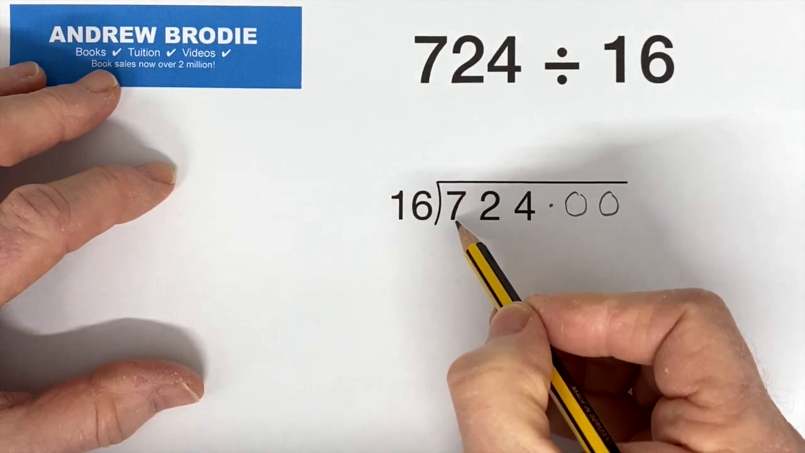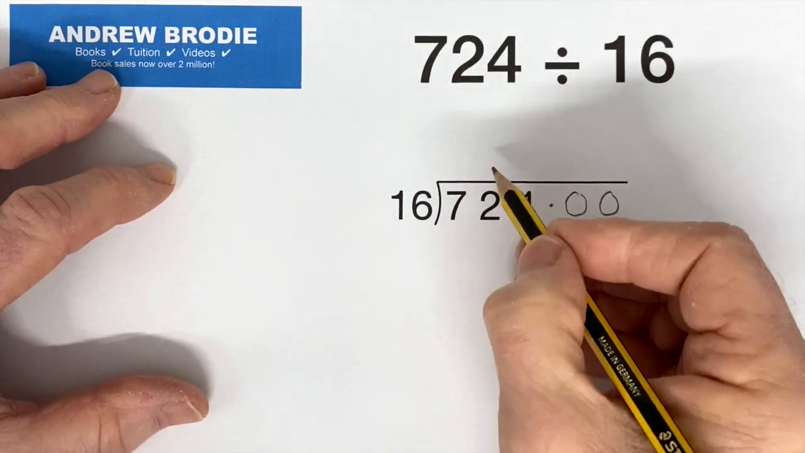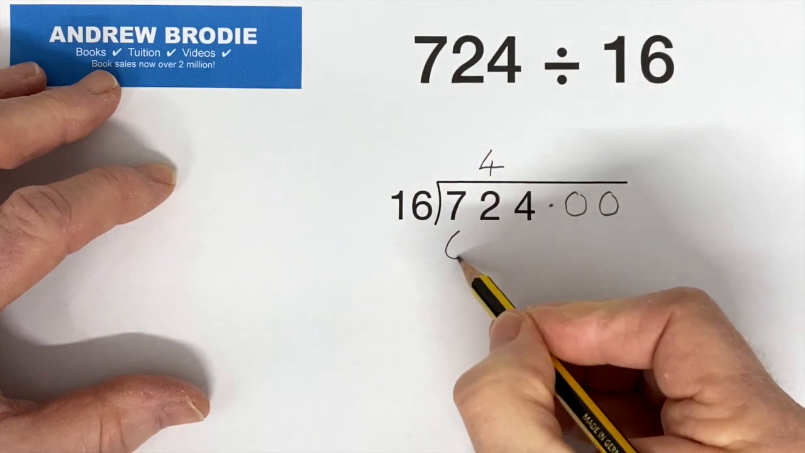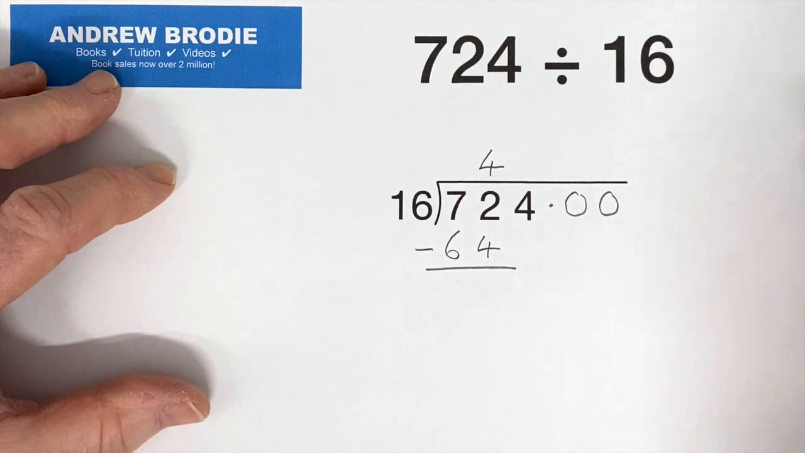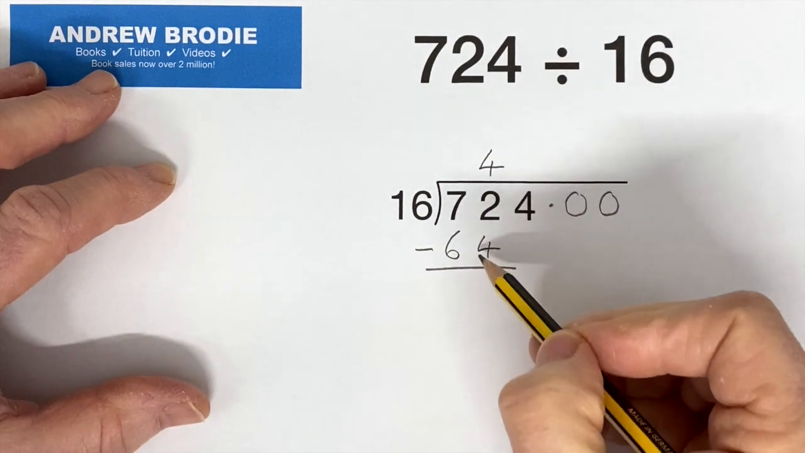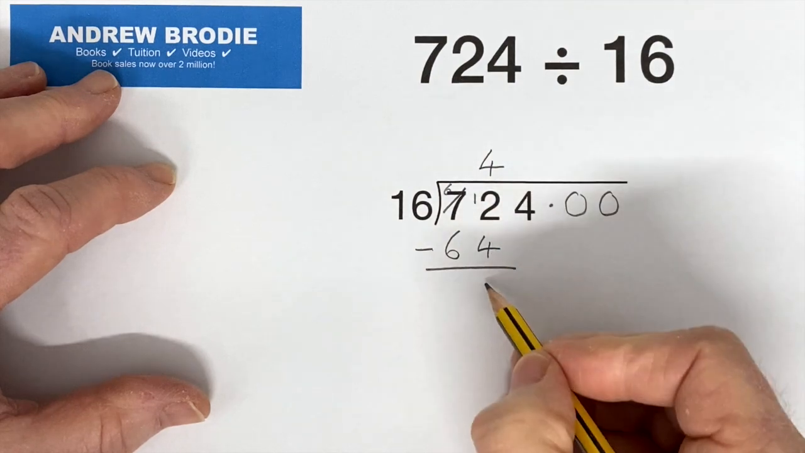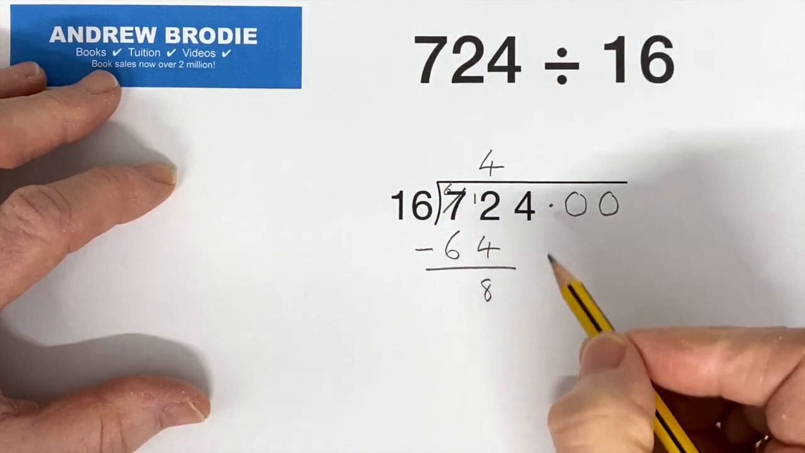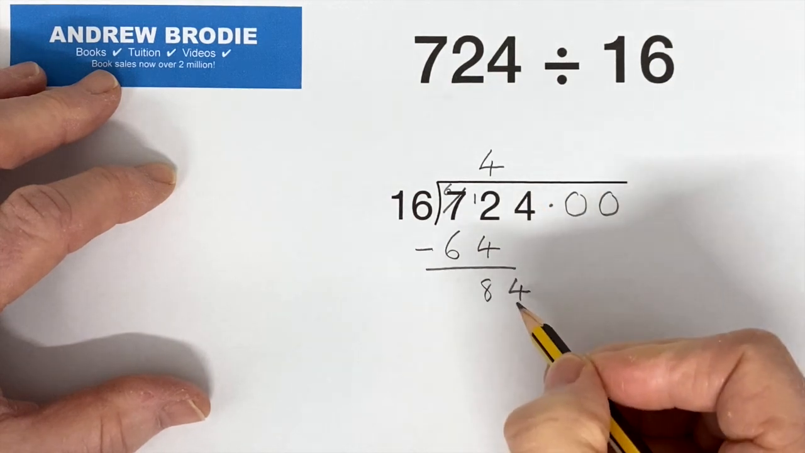16 into 7 won't go, but 16 into 72 definitely will go. 4 16s are 64. So let's put that in. If you don't remember, that's fine, because you can write a list of 16 times table down the side. 2 take 4 I can't do. Cross out 7, put 6. That gives me 12 take 4, which is 8. 6 take 6 is 0, so we can just leave the 8 there. Pull the 4 down next to it. How many 16s in 84?